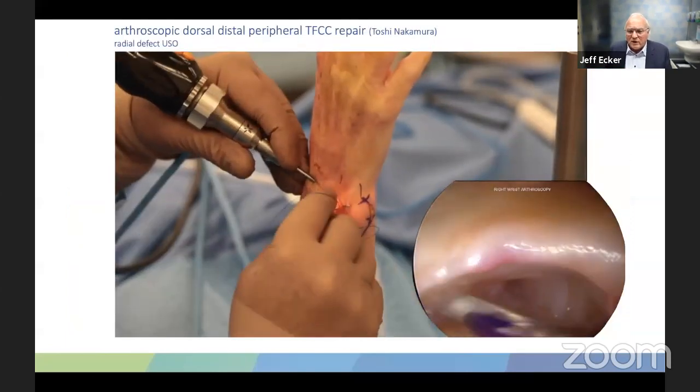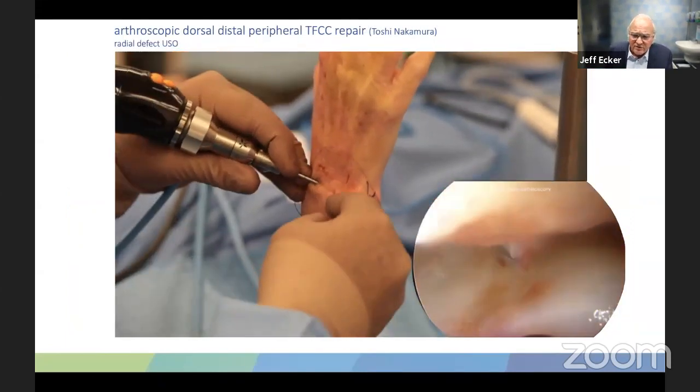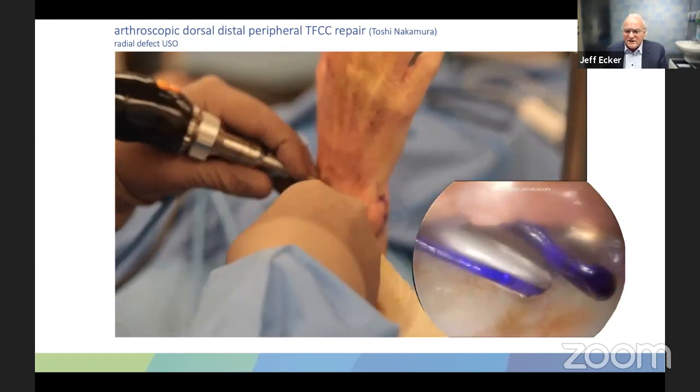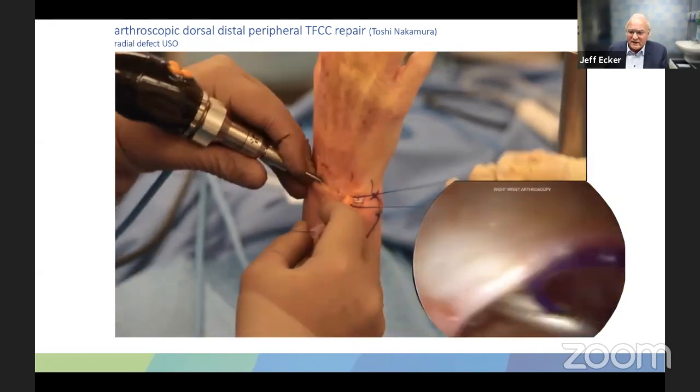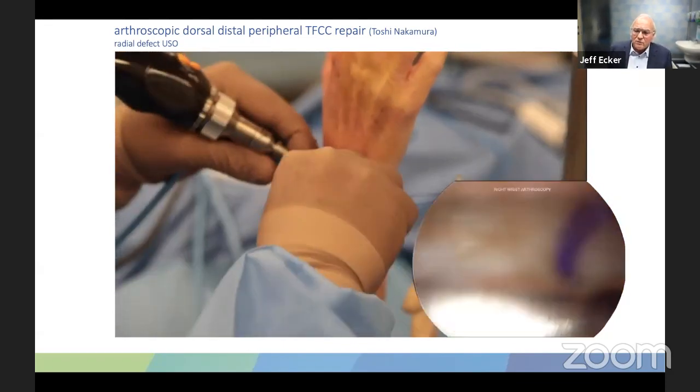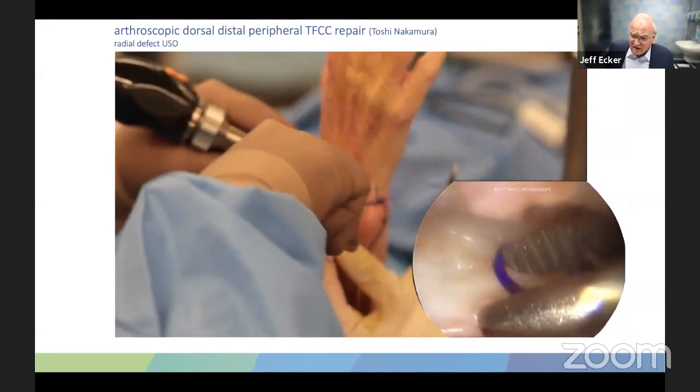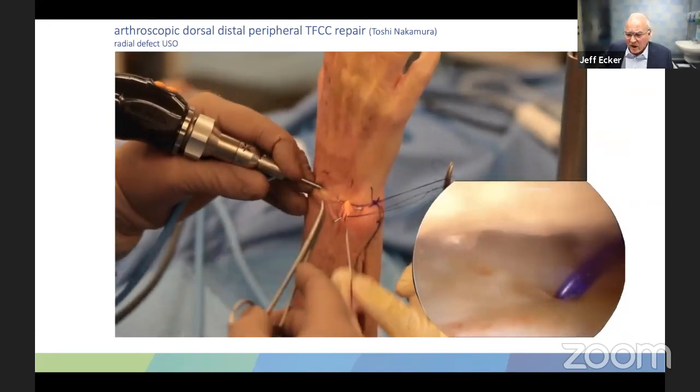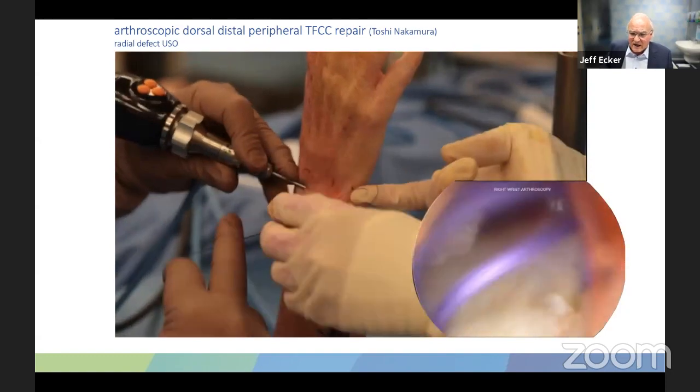So here's another one. This is somebody who had a central defect in the triangular fibrocartilage. And you can see the needles passing through very easily this way. These are very good ones to start with if you haven't done it. So I'm looking through the 3-4 portal. And right now I'm working through the 6R portal.